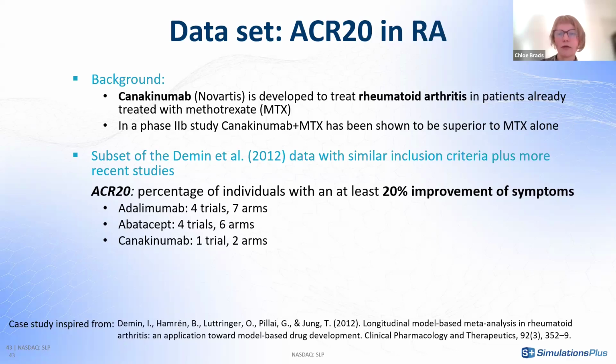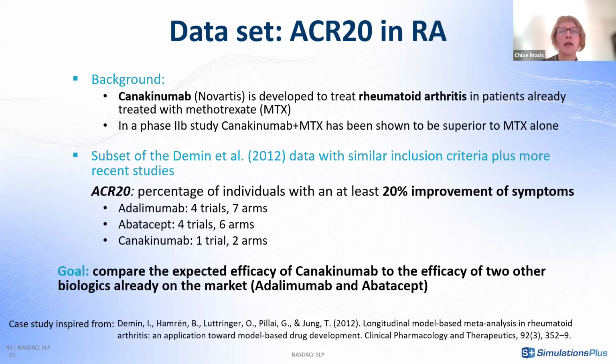Here our response variable of interest is ACR20. ACR stands for American College of Rheumatology, and the 20 means that we're looking at the percentage of individuals with at least a 20% improvement of symptoms. Our question here is, we have the drug canakinumab, which is under development, and we want to look at the efficacy based on what we have so far from our phase 2 trial compared to 2 other drugs that are already on the market.